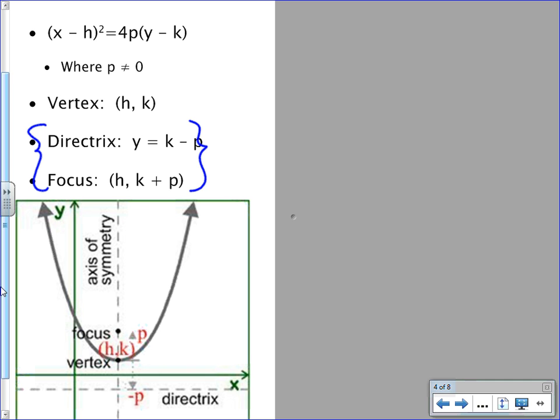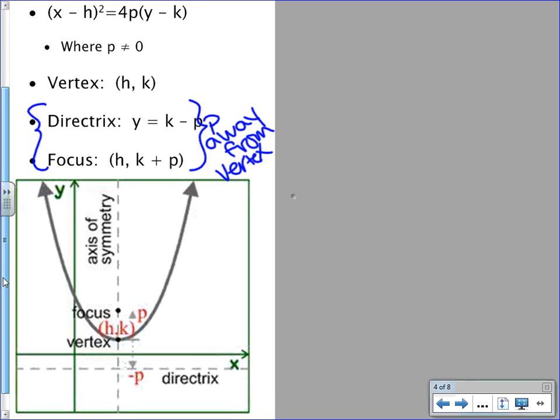What I need you to remember is that both of these are going to be p away from the vertex. So as long as you know where your vertex is, and you know in which direction your parabola opens, you are going to know where to plot your directrix and focus, and you're going to know how far away they are. They're going to be p distance away.